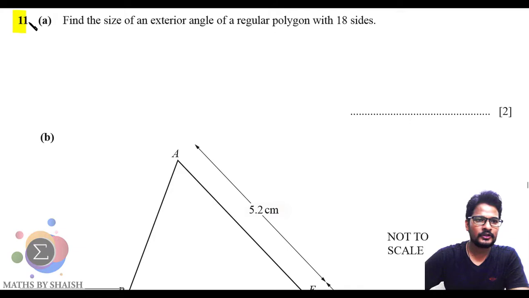Here's the 11th question, A part. Find the size of an exterior angle of a regular polygon with 18 sides. So it's a regular polygon, 18 sides are there, and we know that the sum of all the exterior angles is 360.